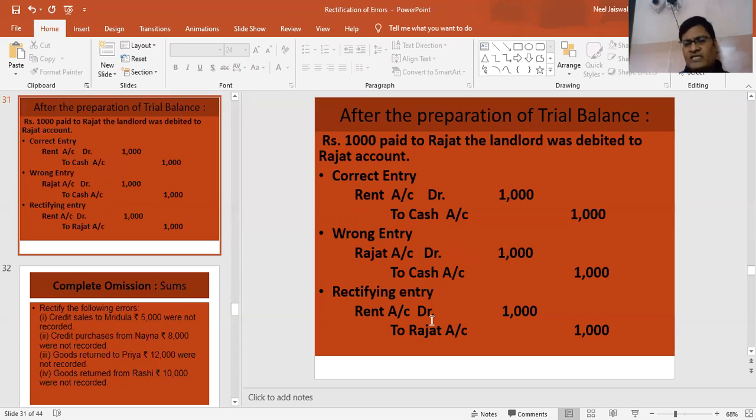You have to create it. And Rajat has to be cancelled, which is a debit now. You have to cancel it. So Rajat account credited 1000. So: correct entry, wrong entry, and rectifying entry.